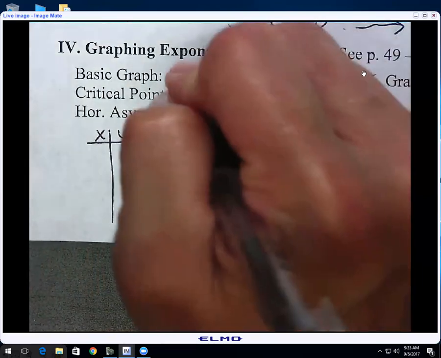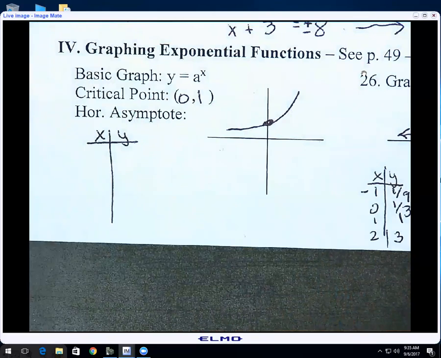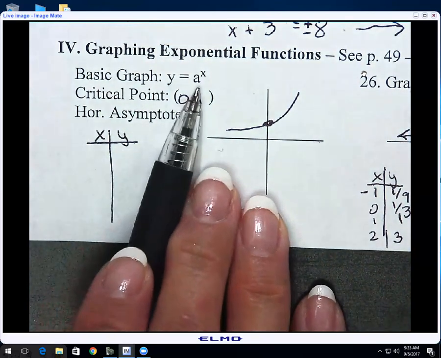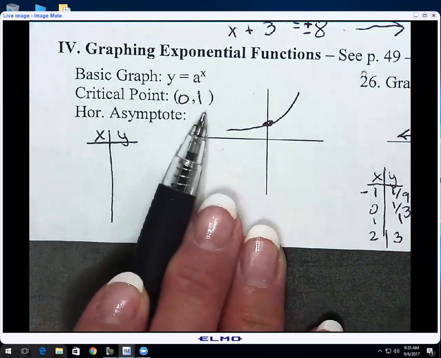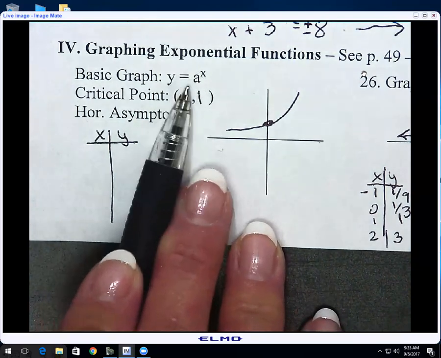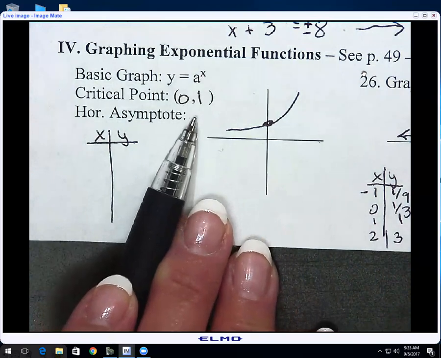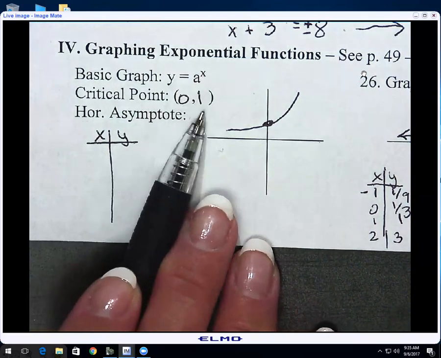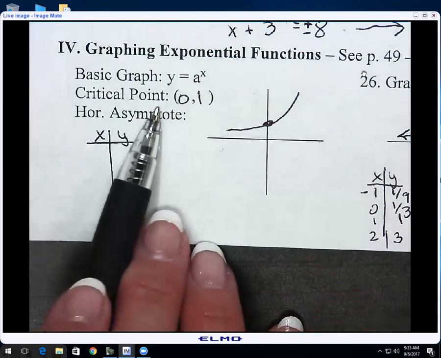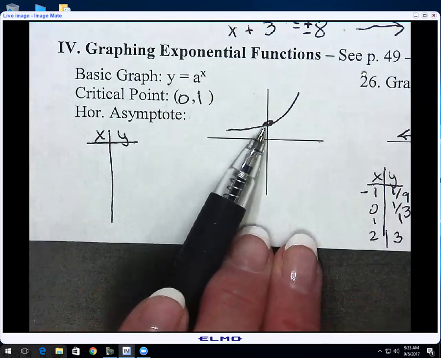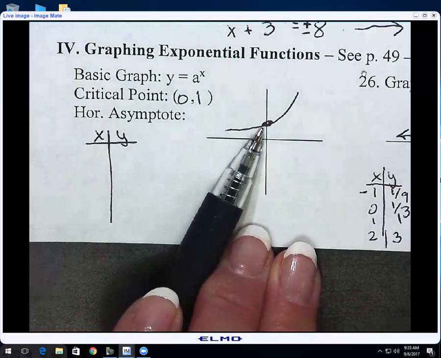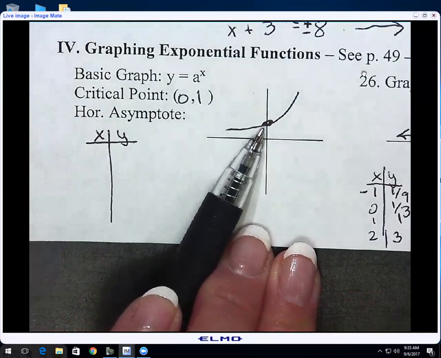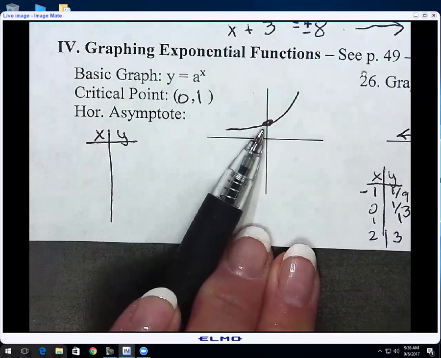The critical point is 0, 1, because regardless of what the base is, if the base is 5, I have 5 to the 0, that's 1. If the base is 10, I have 10 to the 0, that's 1. 0, 1 is called the critical point, really for 2 reasons. Number 1, every exponential function in the whole wide world, regardless of base, if the graph hasn't been shifted left, right, up, or down, is going to go through the point 0, 1. That's one reason I'm calling it a critical point.